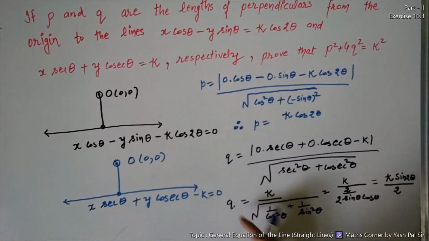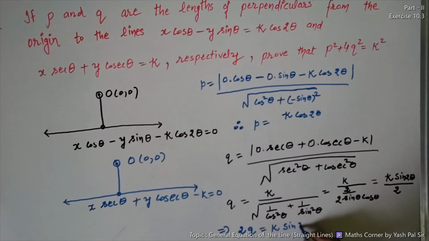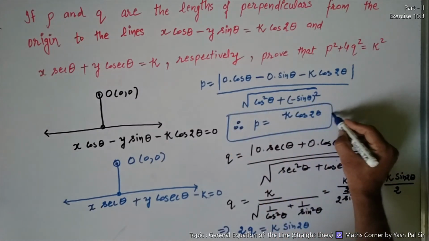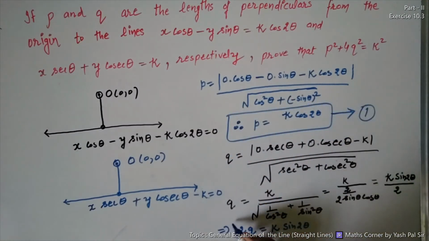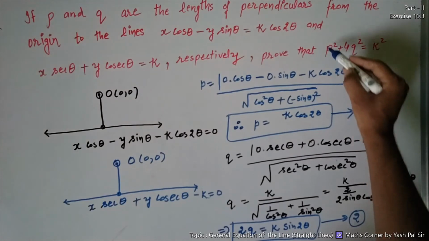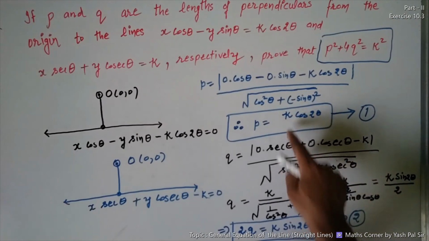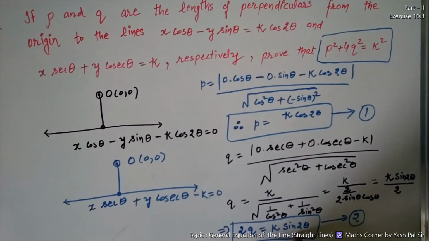Now this becomes 2q, because 2 will be multiplied here: 2q is equal to k sin 2 theta. If this is equation number 1 and this is equation number 2, squaring and adding these two equations we get this result: p square plus 4q square equals k square, which is common, times sin square 2 theta plus cos square 2 theta, that is equal to 1.